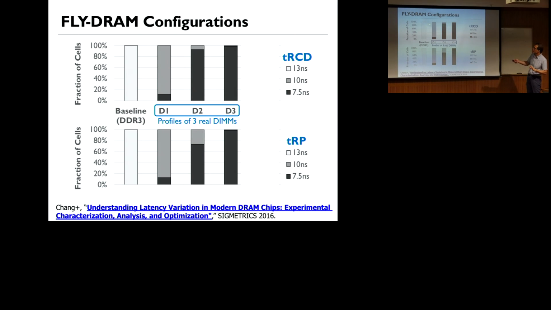100% of the cells operate correctly at 13 nanoseconds. This is one of the DIMMs. Most of the cells operate correctly at 10 nanoseconds, and a small fraction can operate at 7.5 nanoseconds. But if you look over here, D3, most of the cells can operate correctly if you reduce the latency to 7.5 nanoseconds. There is a very small fraction that requires 10 nanoseconds to operate correctly. So there's clearly significant variation across the DIMMs, but also within the DIMM. Right here, for example, you can access 99% of the cells with 7.5 nanosecond latency and only 1% of the cells with a much higher latency.